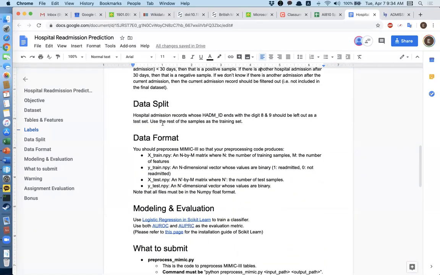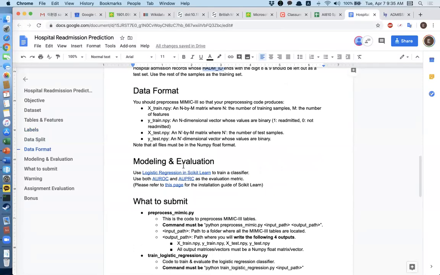All right, and data split. You're going to split your data into a training set and a test set, and how you do it is very simple. Any admission that has a HADM ID ending with digit 8 or 9 should be left out as the test set, and all the others should be used as the training set. So basically you're using roughly 80% as the training set and 20% as the test set.